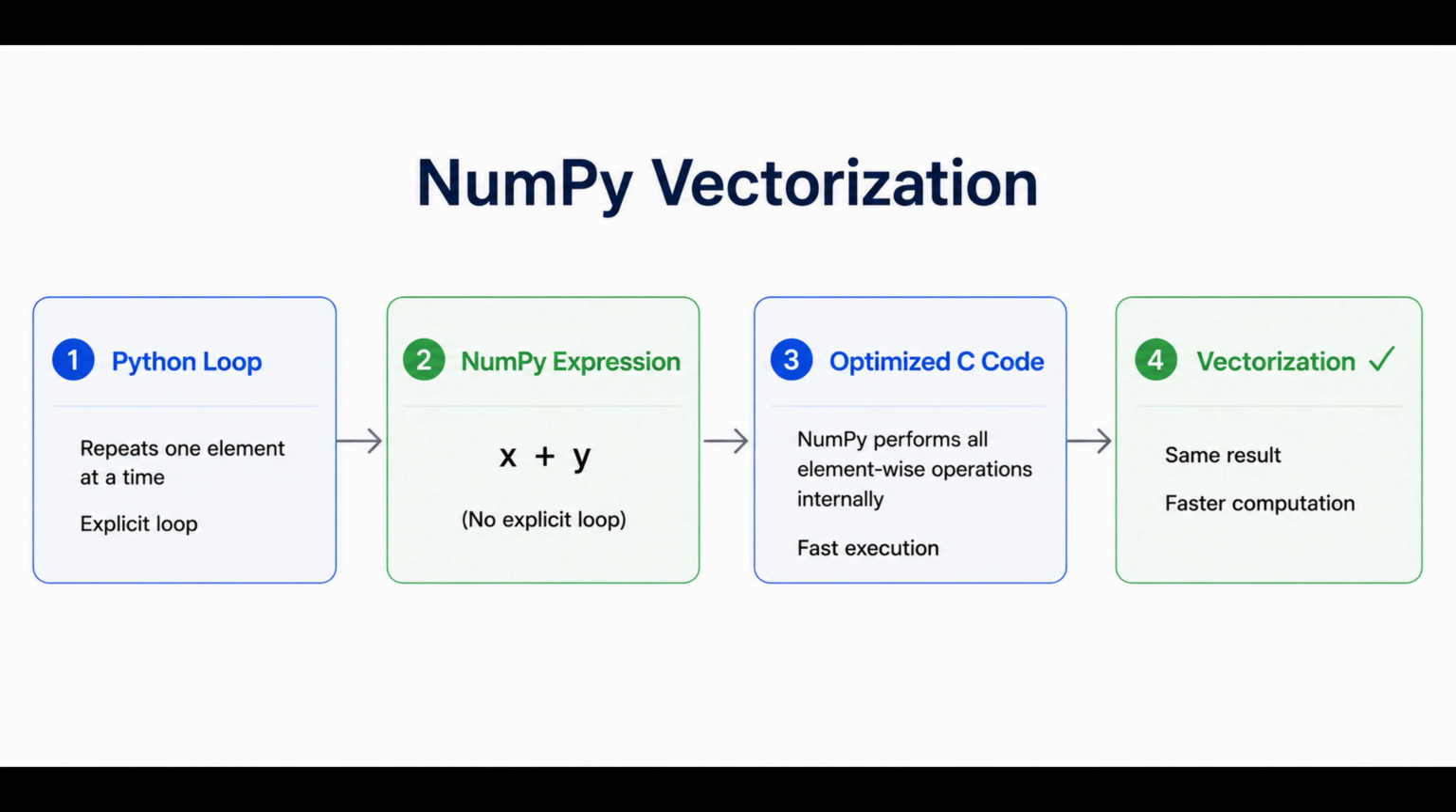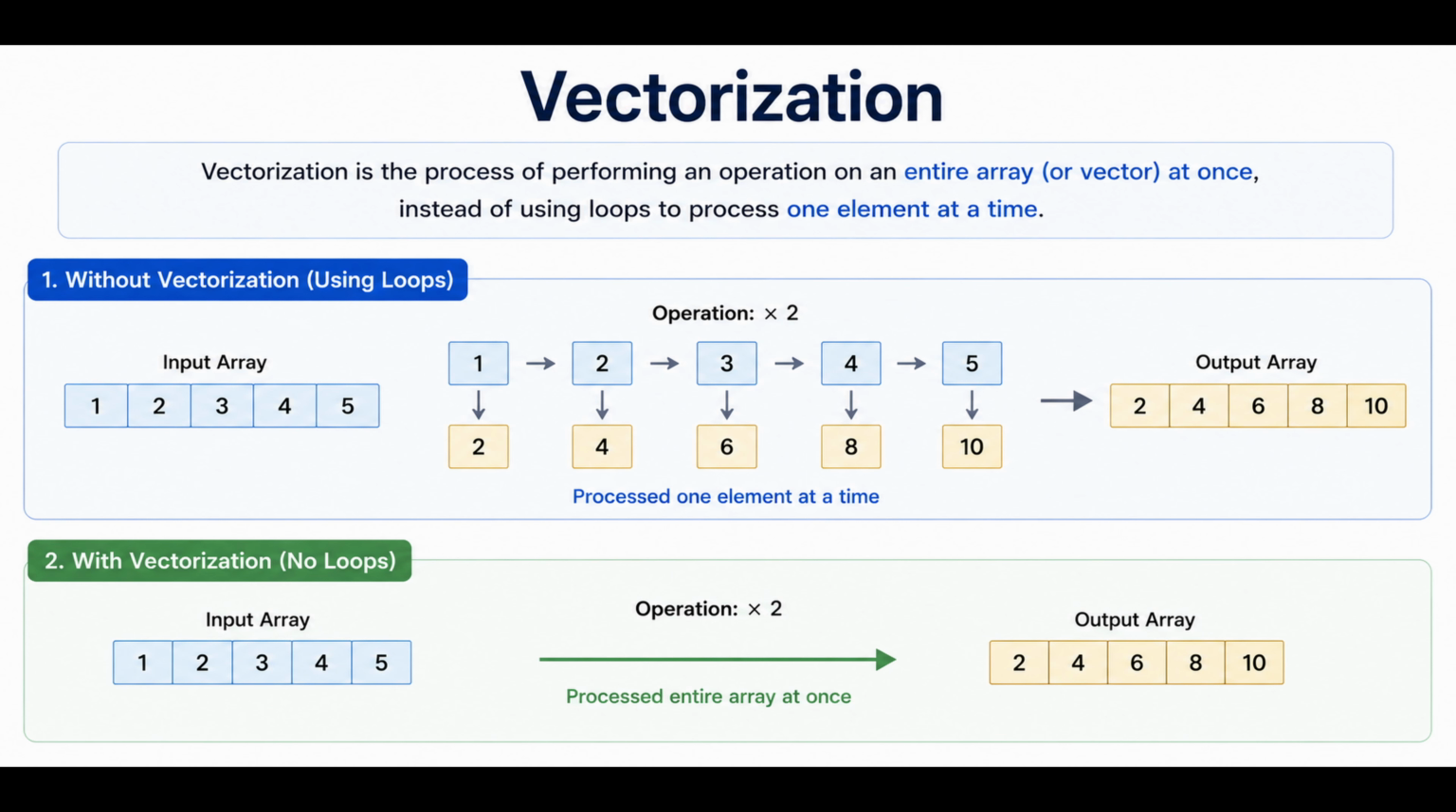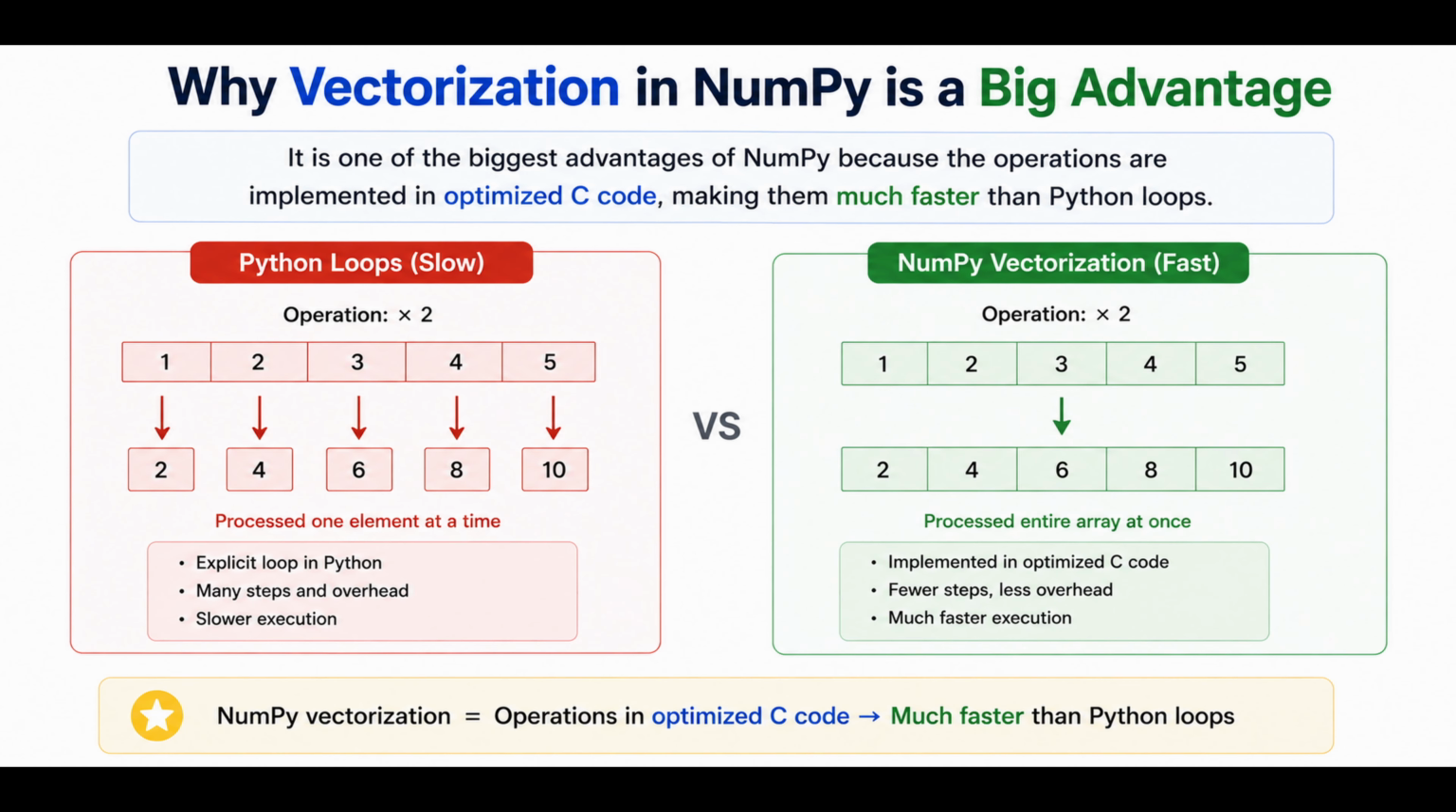The difference is that NumPy performs the work inside optimized C code rather than Python. That's called vectorization. Vectorization is basically performing an operation on an entire array or vector at once instead of using loops to process one element at a time. It is one of the biggest advantages of NumPy because the operations are implemented in optimized C code, making them much faster than Python loops.